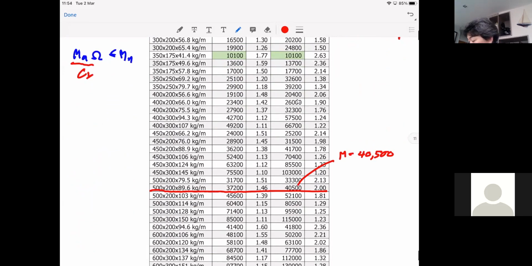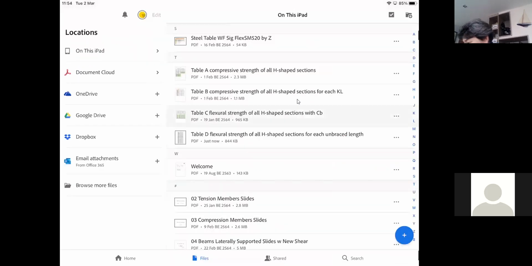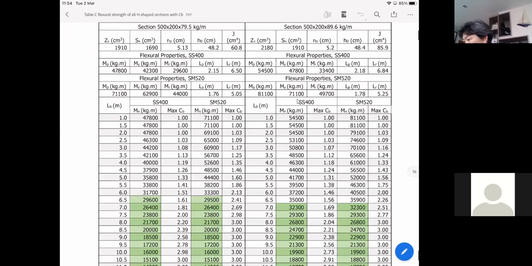And if I multiply by CB equal to 2, this multiplied by 2 will be exactly equal to MP. If you don't believe this, you can go and take a look at this table C right here. Table C is just like a typical table that sums up the behavior or the properties you need to know about each section. So you can look at table C and go to this section.